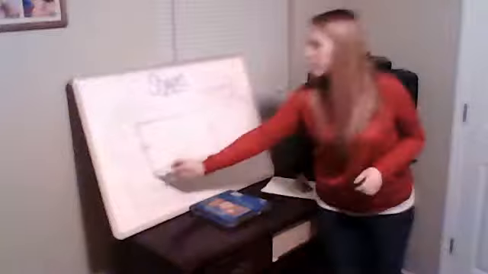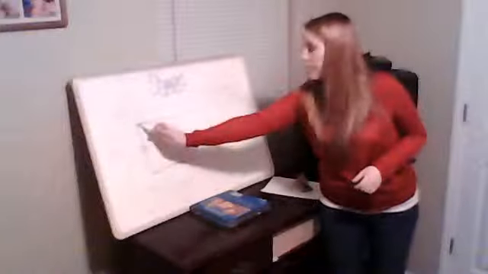So let's count the corners together. 1, 2, 3, 4. So 4 corners. So again, we're matching with 4 sides and 4 corners. Okay, so we're matching again. Now, the difference with a rectangle is you have 2 sides that are long and 2 sides that are short. So all sides are not going to be equal on a rectangle.